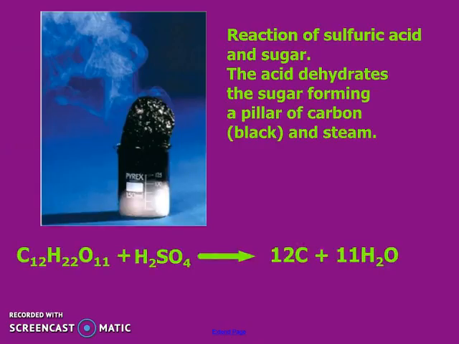For example, a reaction of sulfuric acid and sugar, you have C12H22O11 plus H2SO4 turns into 12 molecules of carbon and 11 molecules of water. So the acid is dehydrating the sugar, which forms a pillar of carbon and steam. So the carbon is where you see this black stuff, and then that lets off the steam.